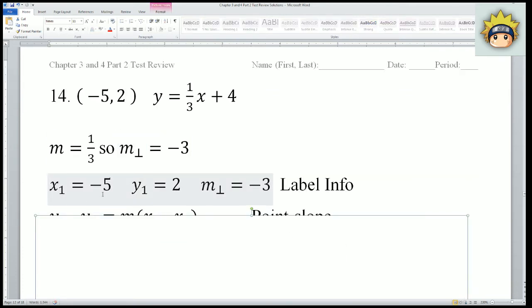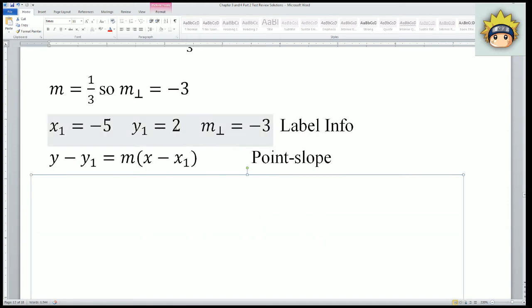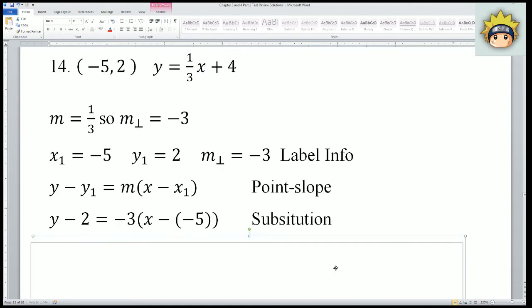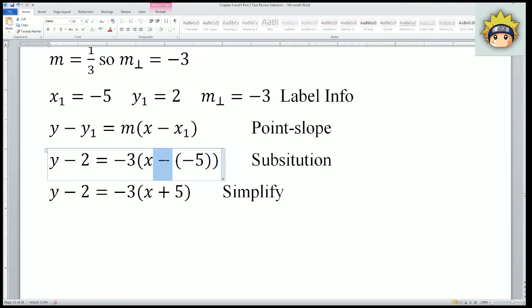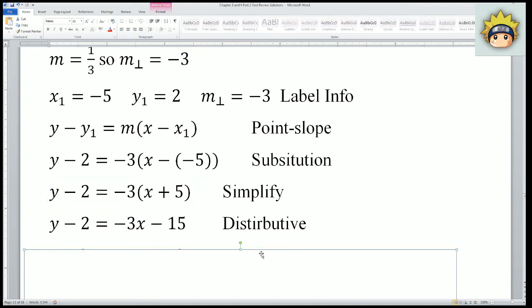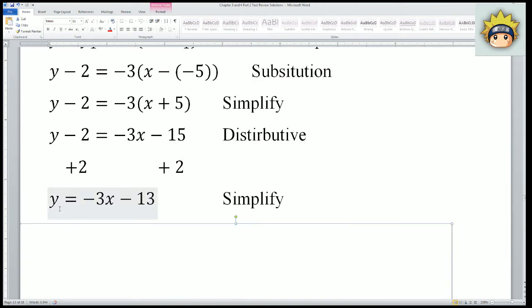Here's your point. X1 is negative 5, y1 is 2. Perpendicular slope is negative 3. Use point slope because I have a point and I have a slope. Make that substitution. Y minus 2 because that is y1. M, I plug in that slope, which is negative 3. A minus, because it says minus here. X1 is negative 5. Now I make that simplification. Subtracting the negative is just an addition. Distribute that in. Negative 3 times x is negative 3x. Negative 3 times 5 is negative 15. Add 2 to both sides and simplify. It becomes y equals negative 3x minus 13.